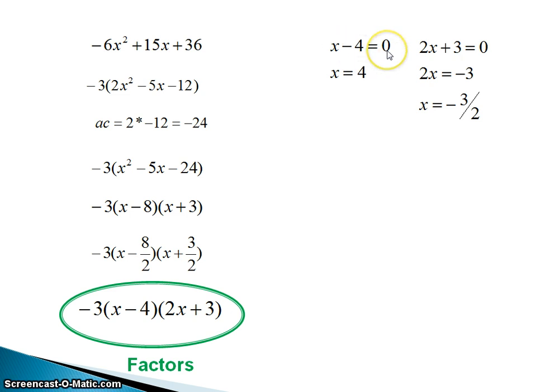x minus 4 is equal to 0. 2x plus 3 is equal to 0. And in both cases, I'm going to solve for x. I'm going to add 4 to both sides here and end up with x is equal to 4.